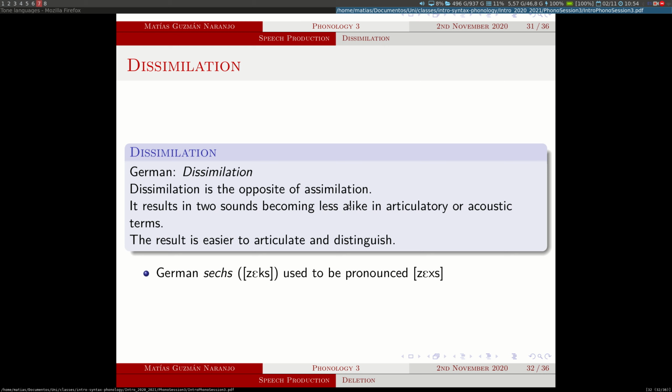Dissimilation is the opposite situation, where two sounds become more distinct to make them more perceivable, easier to distinguish and to perceive. An example is "sechs" in German, which used to be pronounced differently, but this was harder to perceive, so the two sounds became more dissimilar, and that made them easier to distinguish.